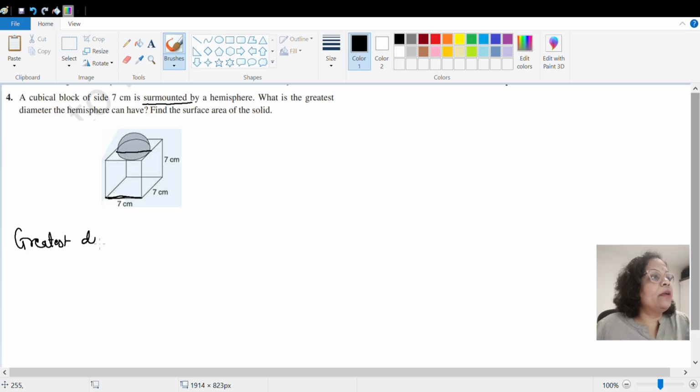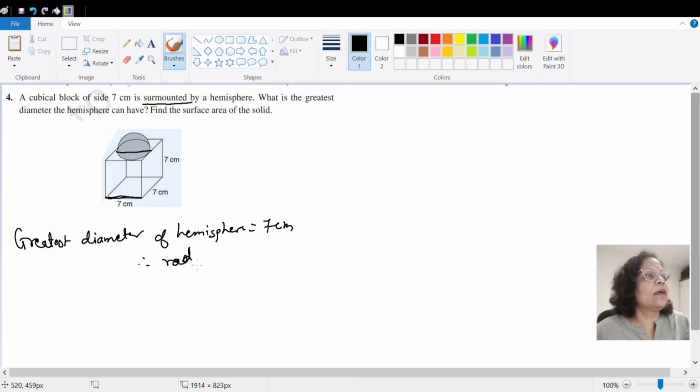Greatest diameter of hemisphere will be 7 centimeter, and therefore radius R is equal to D by 2. That I will write as 7 by 2 centimeter. Okay, now we have to find the surface area of the solid.